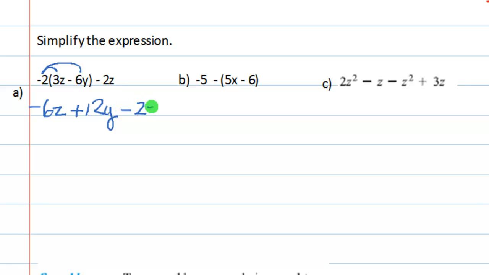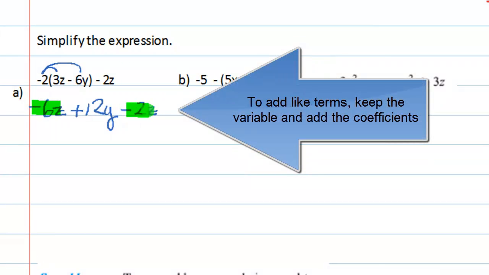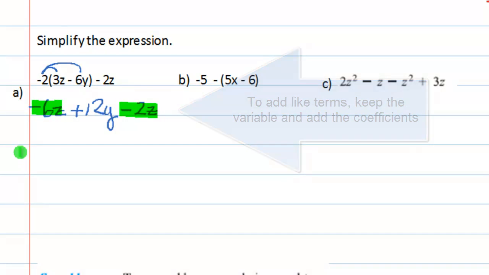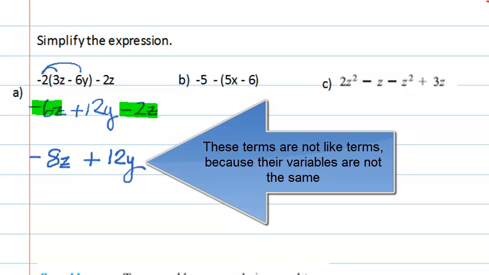And negative 2 times 3z is negative 6z. And negative 2 times negative 6y is 12y. And then you bring down the negative 2z. Now we're going to add the like terms. And we have a negative 6z and a negative 2z. And you're going to add those two. If you remember, when you add two negatives, you keep the sign and you add the numbers. So that becomes a negative 8z plus 12y. And that's as far as we can go because those are not like terms. So we're done simplifying.